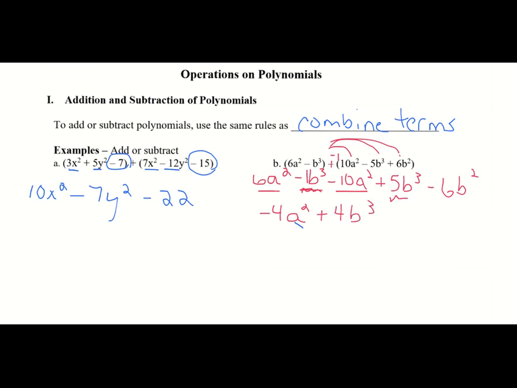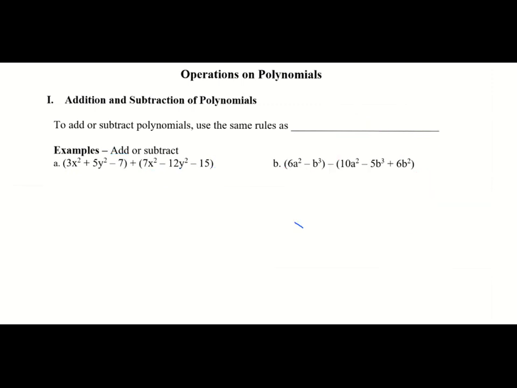And I don't have any other b squared terms, so we're just going to tack it on the end, minus 6b squared. And again, none of my variables are the same. I have a squared, b cubed, and b squared. And because the exponents on the b's are not the same, I can't combine them. So that is my final answer.